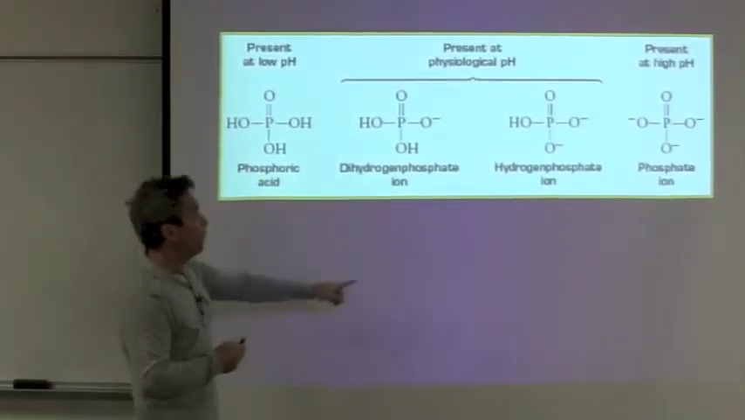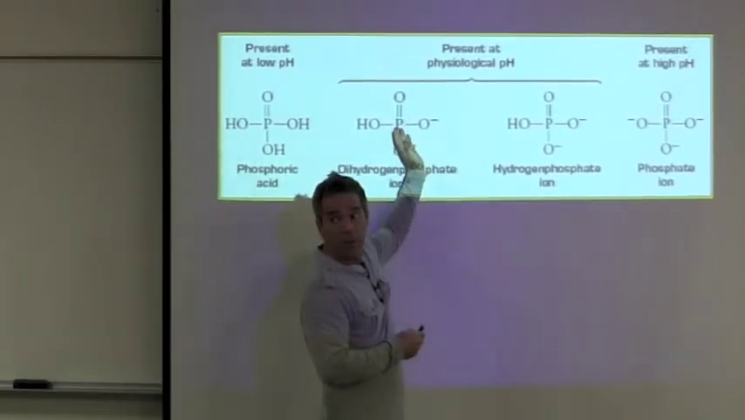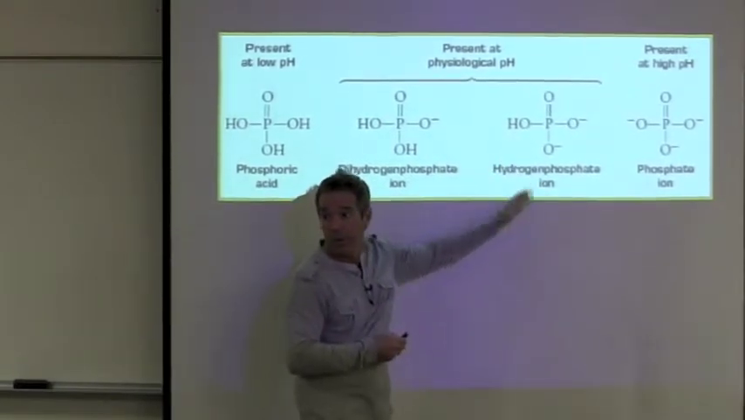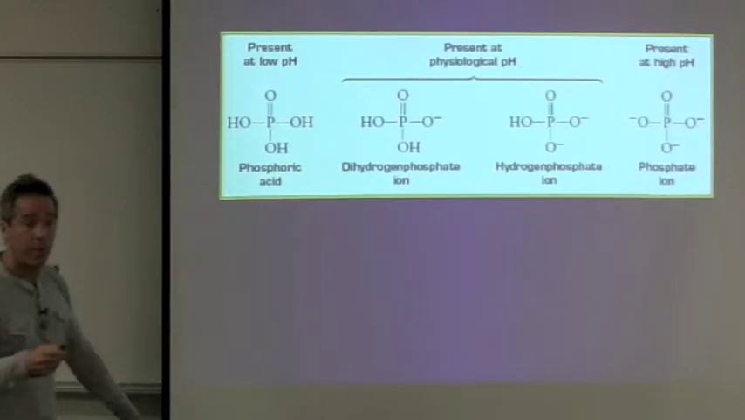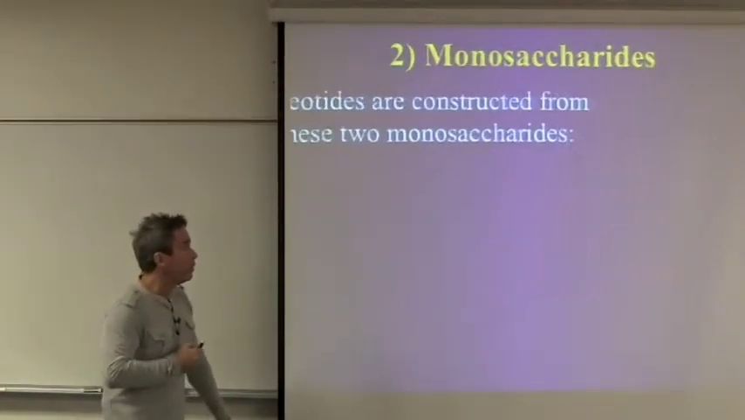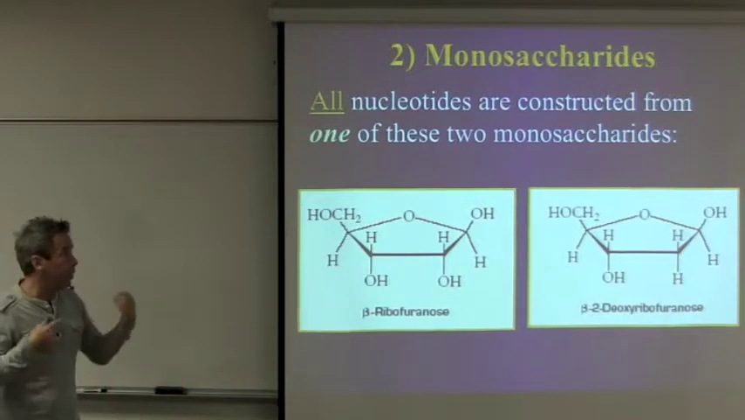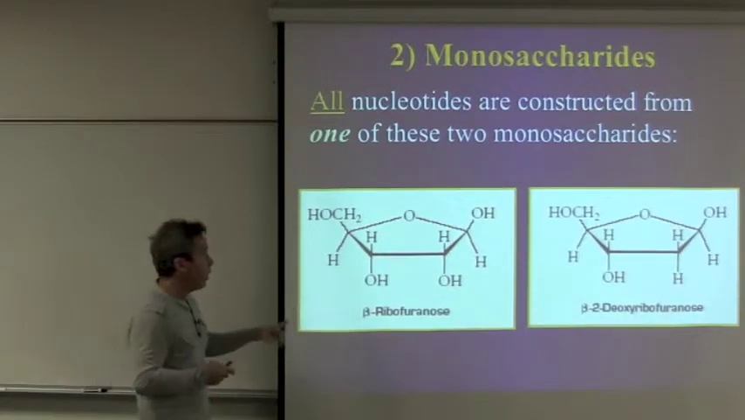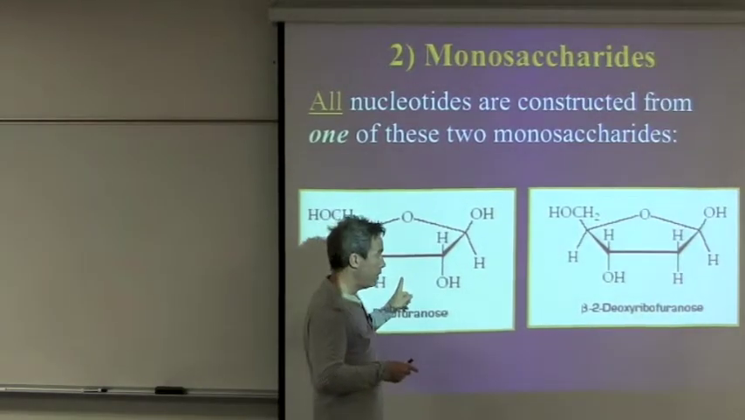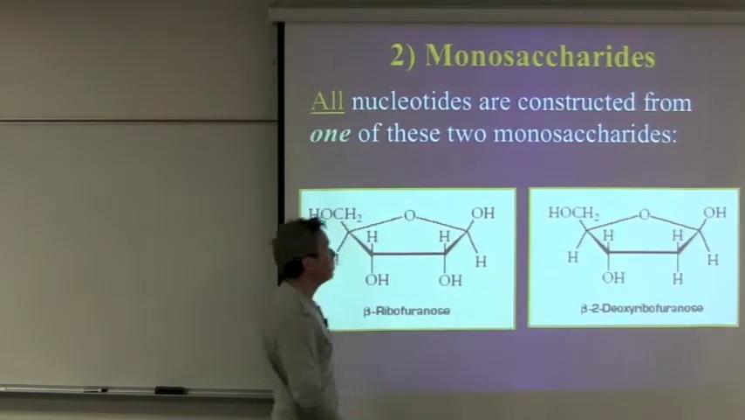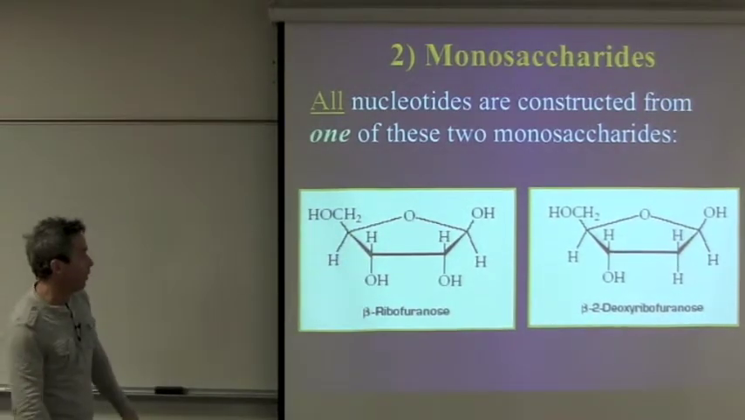The pKa of this is right around 7, so you have about as much of this one as you do of this one, about equal amounts at physiological pH. The second part is the sugar, the monosaccharide. All nucleic acids, whether it's DNA or RNA, contain either this sugar or this sugar. One of those 2 monosaccharides.